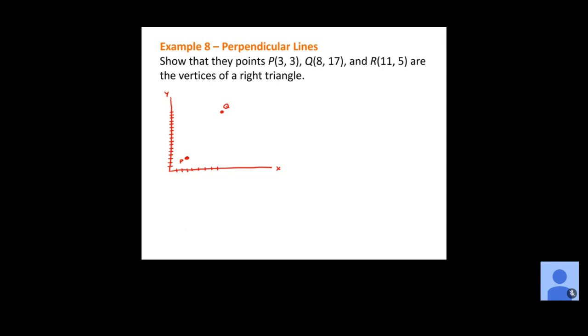All right, and then finally, the last point is at (11, 5). So I'm going to go over 11: 1, 2, 3, 4, 5, 6, 7, 8, 9, 10, 11. And then I only want to go up 5: 1, 2, 3, 4, 5. It's going to give us a point right in here. Okay, and that's going to be point R. So what we're trying to prove here is that if I were to connect these and make a triangle, we want to prove that that's a right triangle.